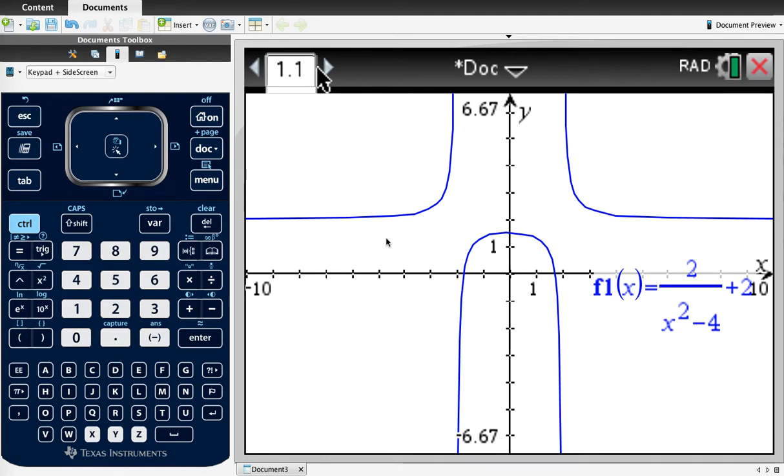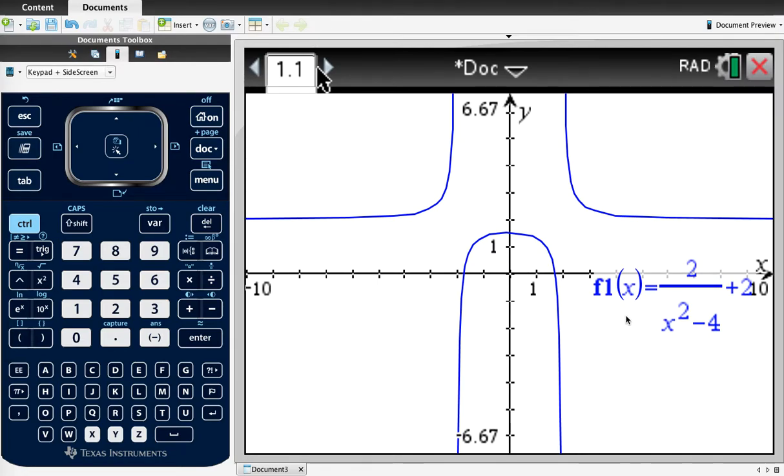We'll look here at another question involving domain and range, but this time with a rational function, one where we're dividing by x. And the question is, what is the domain and range for the function f of x is 2 over x squared minus 4, all plus 2.